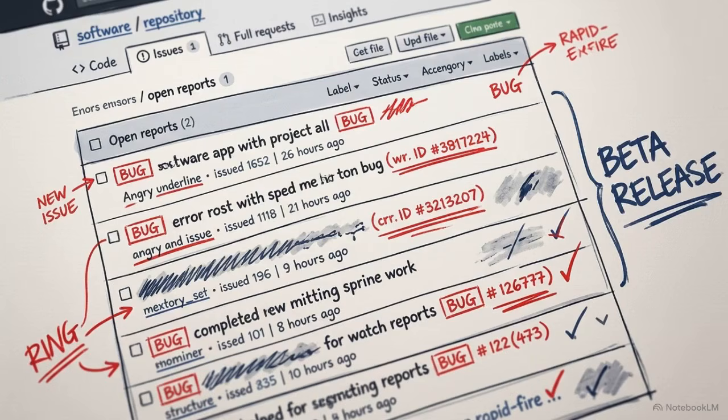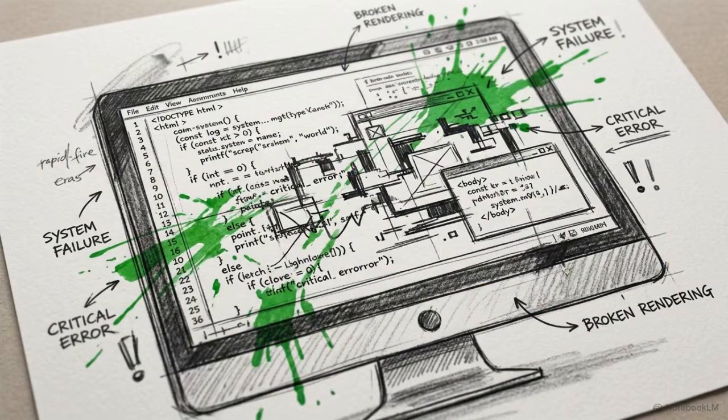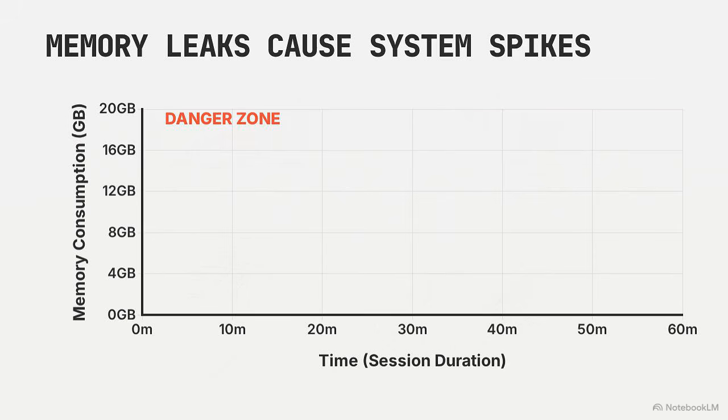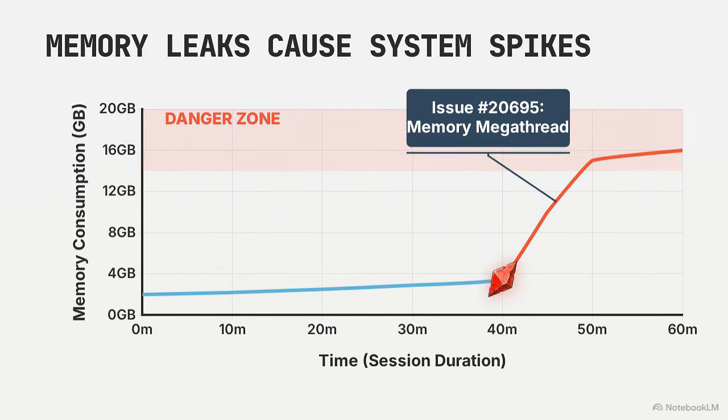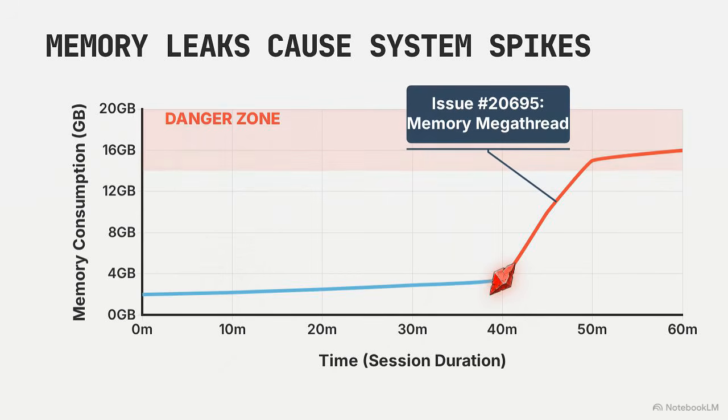Now for the reality check. OpenCode is a bleeding-edge tool, not a polished enterprise product. The primary technical bottleneck right now is severe memory management. Text rendering can get incredibly sluggish. This graph illustrates exactly what users are dealing with. Resource usage climbs steadily until it spikes violently into the red danger zone. It's such a known issue that there is an ongoing memory megathread on GitHub under issue 2695 to track it.